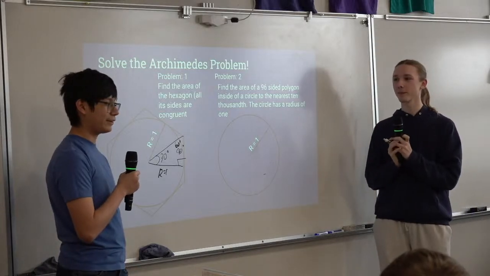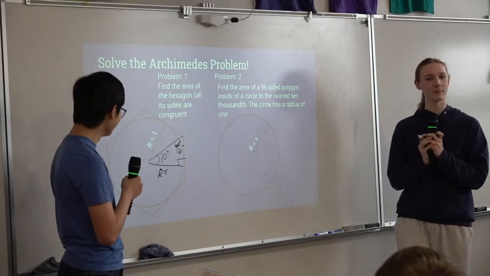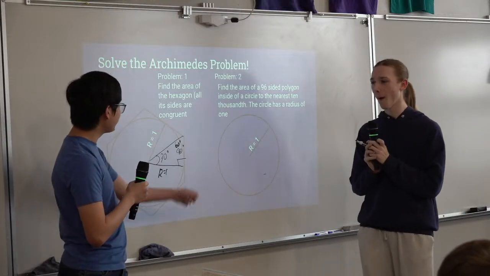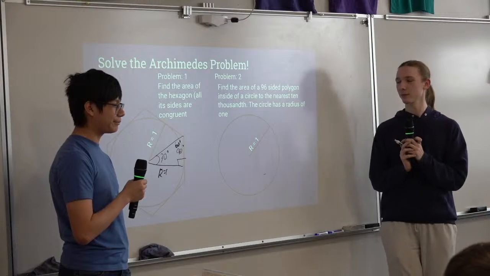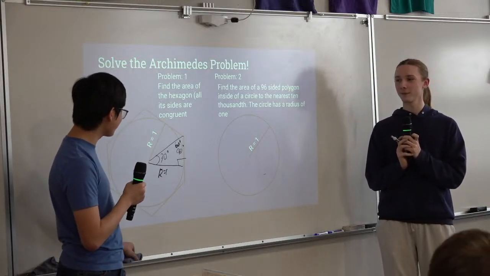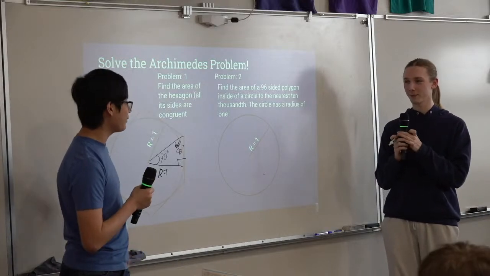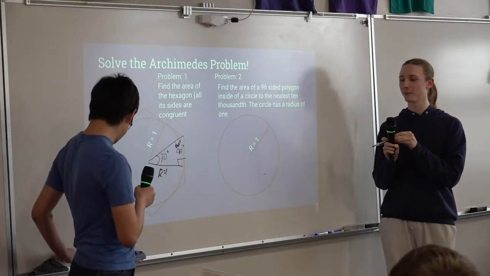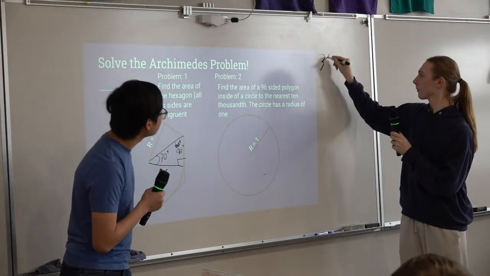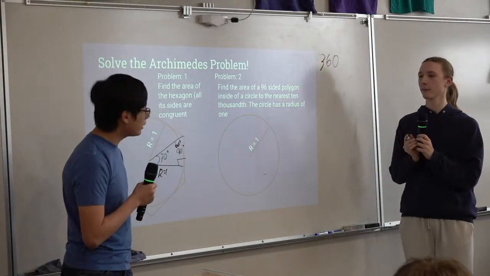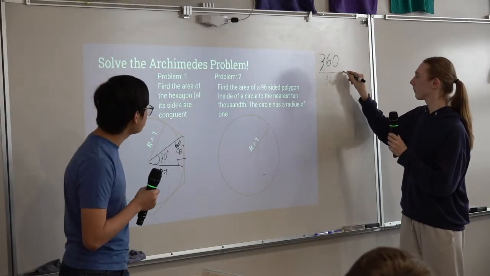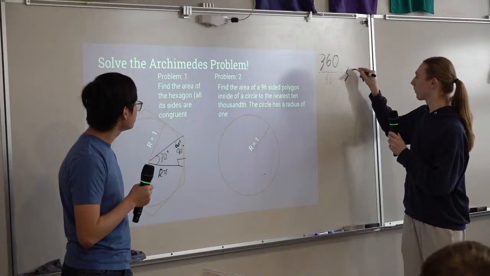You guys are all in math club, right? For the 96-sided polygon, I think that's one we should solve together. I don't have the exact measure. Actually, I think I do. We divide 360 divided by 96. Someone give me that number, please. 3.75. Exactly.